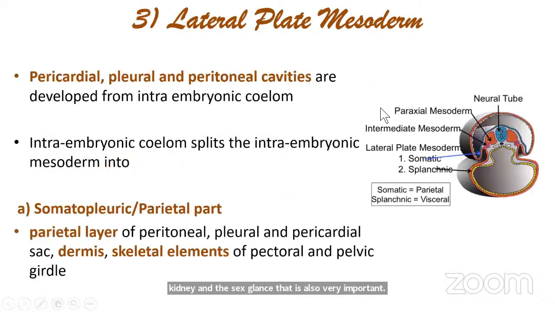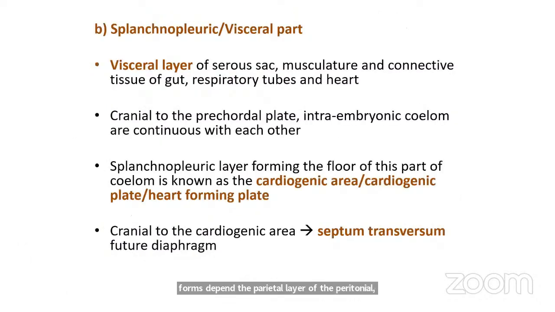And you have the lateral plate mesoderm. Lateral plate mesoderm gives rise to these cavities, lining of the cavities: pericardial, pleural, and peritoneal cavities. If it is tough for you, you just remember the main three mesoderms: paraxial, intermediate, lateral plate. Intermediate gives rise to kidney and gonads. You just remember that. And paraxial gives rise to somites. Lateral plate forms the layers of the cavities. So the somatopleuric layer forms the parietal layer of the peritoneal, pleural, and pericardial cavities. The parietal layer. And the splanchnopleuric layer forms the visceral layer of the cavities. You just remember that.